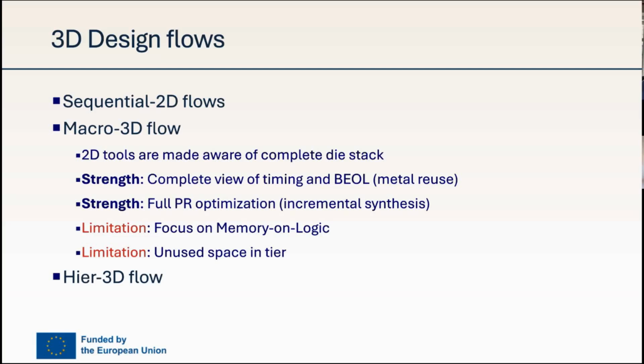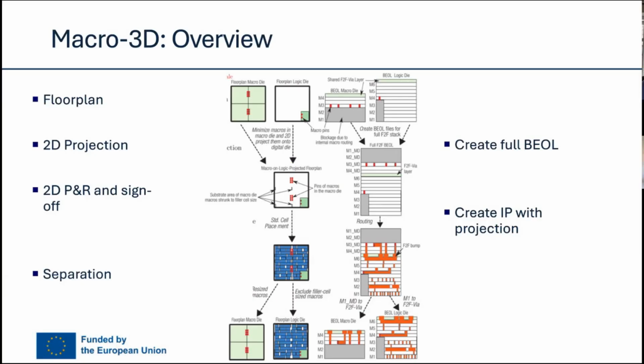In order to understand hierarchical 3D, I think it will be worthy first to have a look at the macro 3D overview. Here you have, in a short slide, hopefully you can see it, the key idea of macro 3D. On the right side, you see which are the elements that we need to be able to execute this in terms of the creation of a full back end of line and the creation of IPs. On the left side, you can see the steps.